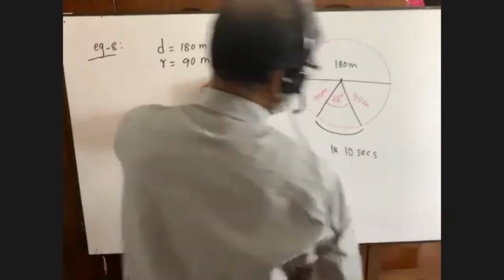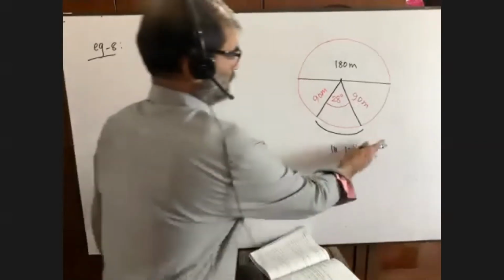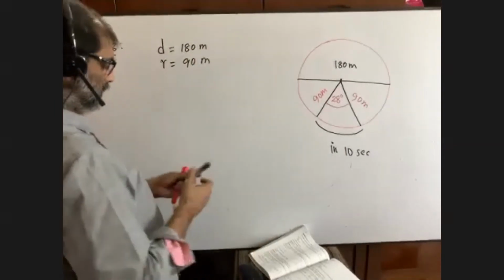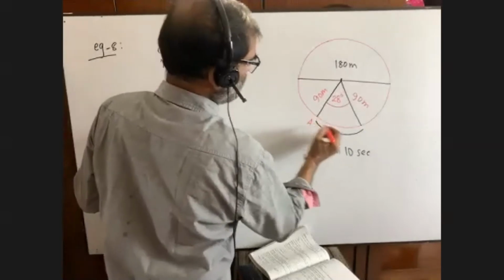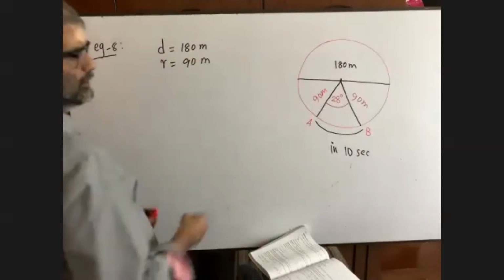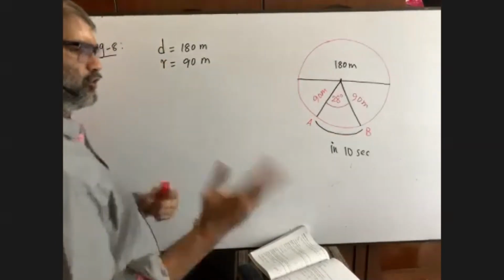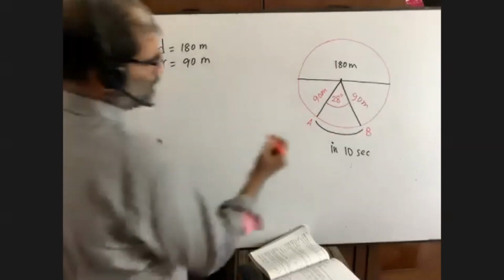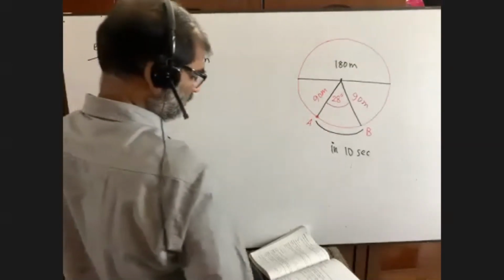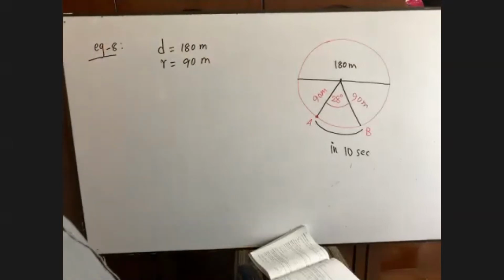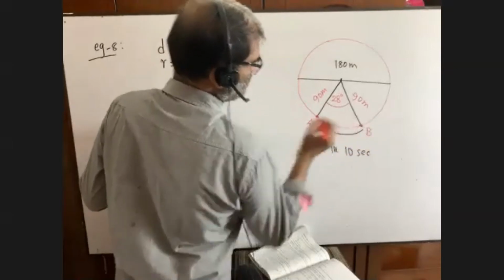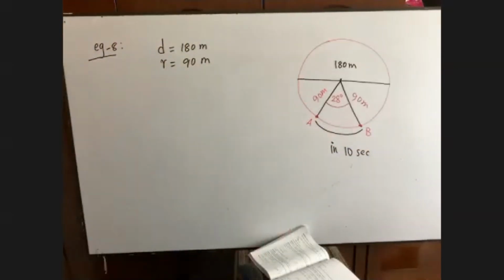What is meant by 10 seconds? I mean, in 10 seconds, suppose this is A and this is B. In 10 seconds, Hasan travels from A to B. Suppose he was at first here, and he is riding a cycle. After 10 seconds, he had reached the point B. Please try to understand, right?